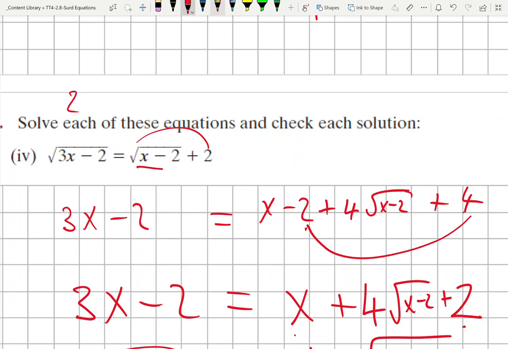Putting 2 in, we're getting 0 plus 2, which is perfectly good. Putting 6 in, we're getting root 16, we're getting 4. And we're getting 4. It's good, both are good.